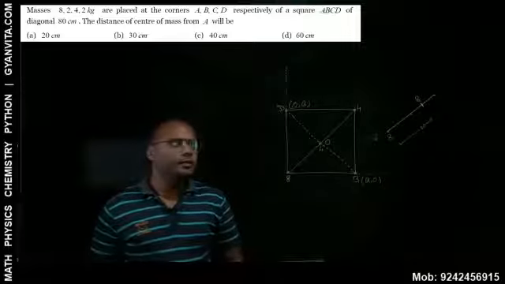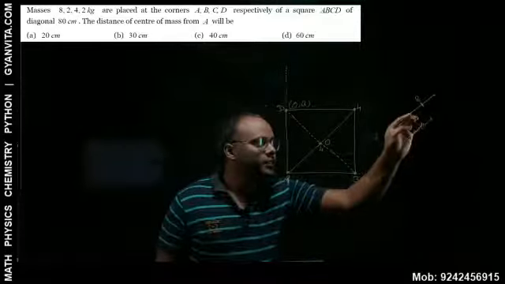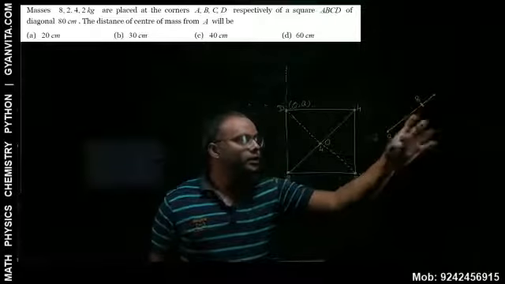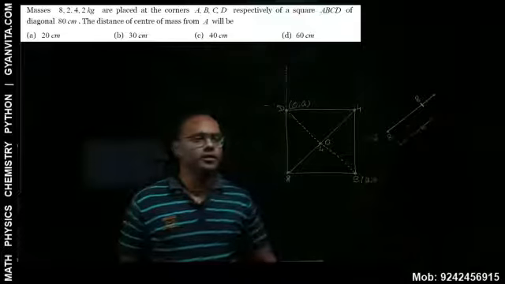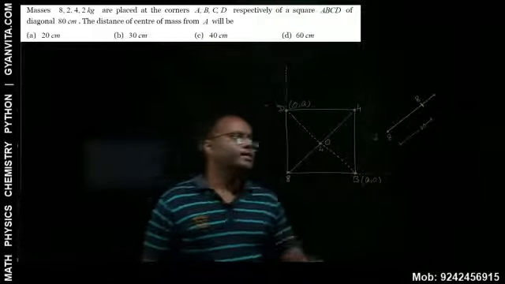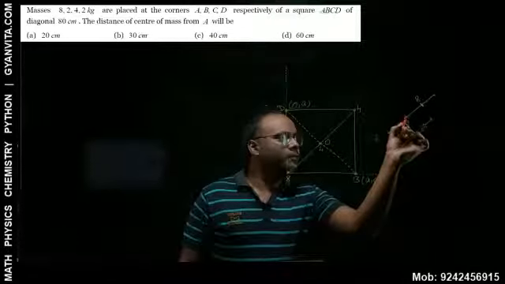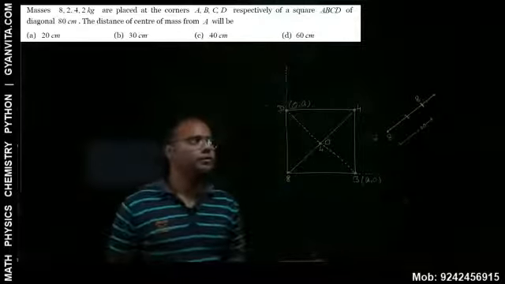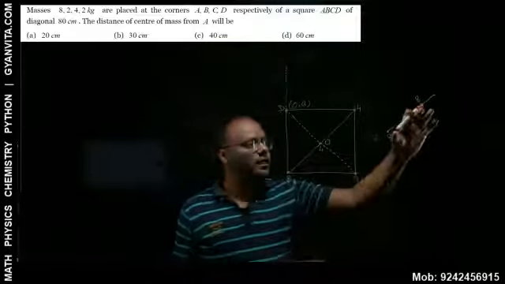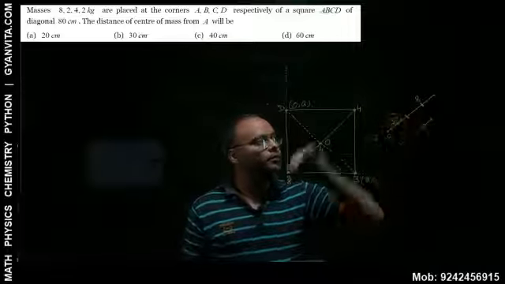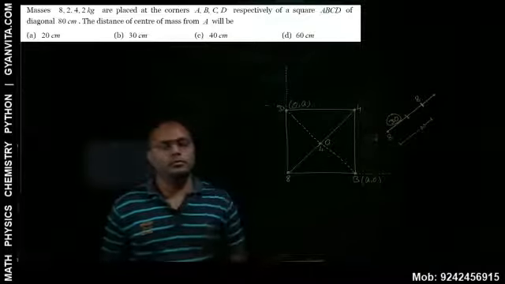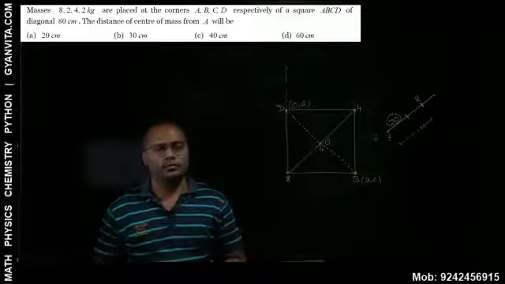So the distance between the two masses, which are actually equal, 8 and 8, is 60. Where will the center of mass be? The center of mass will now be exactly at the midpoint of these two. So this is 8 and this is 8. This distance is 60, so what will this distance be? Is it clear?